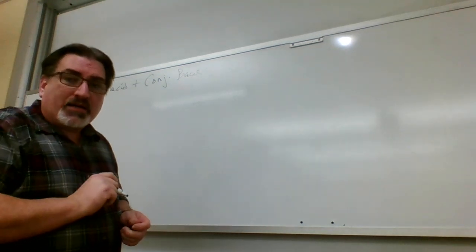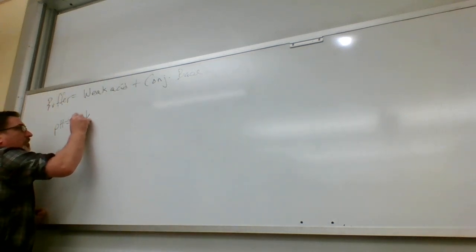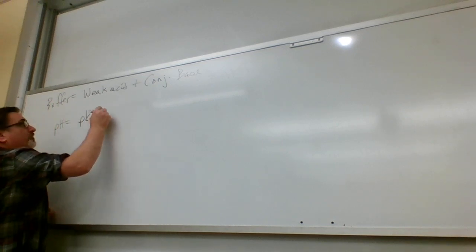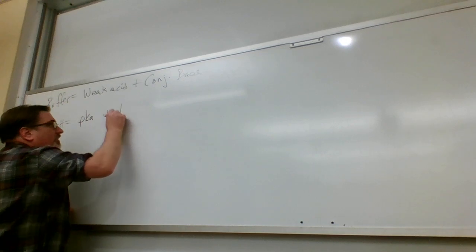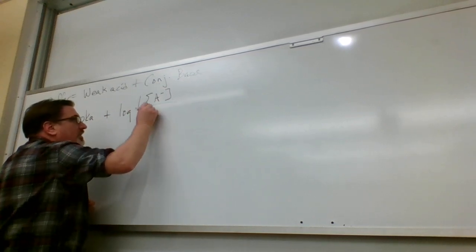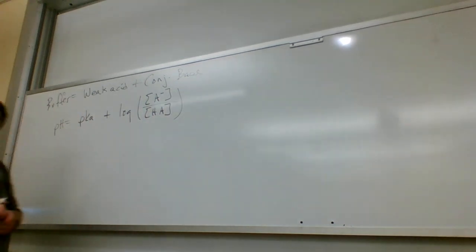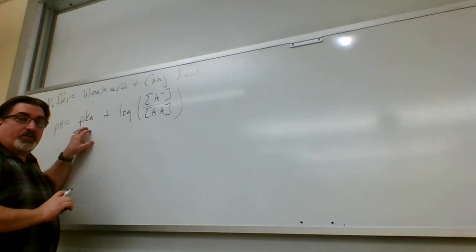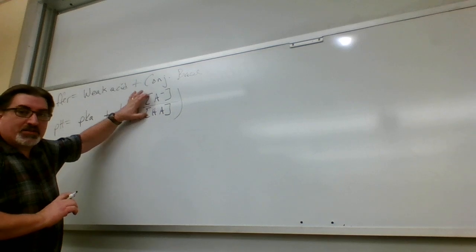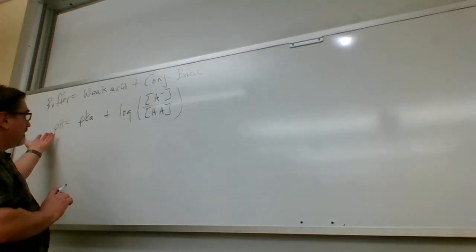And the Henderson-Hasselbalch equation says that the pH equals the pKa of the acid, so the acid form of the conjugate acid-base pair, and a correction term plus the log of the concentration of A minus over the concentration of HA. So if we know the pKa of the acid that we're dealing with and the concentrations of each of the conjugate acid-base pair participants, then we can figure out the pH of the buffer solution.